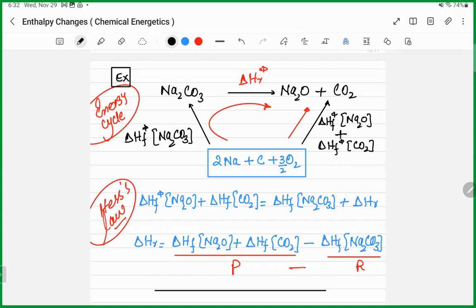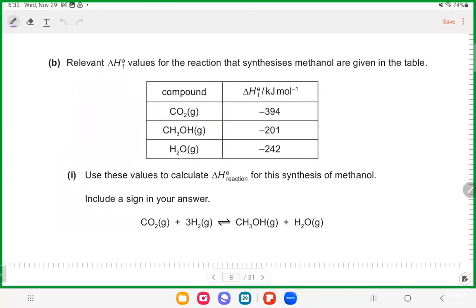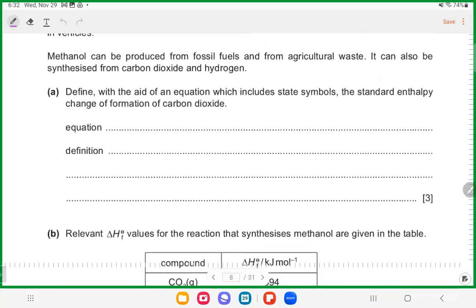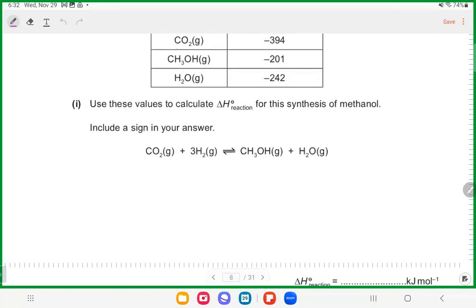Done? Okay. Now coming towards the first question, take out your calculator. This is question number 7 of our worksheet, but we'll do it later on. It says define with the aid of an equation which includes state symbols the standard enthalpy change of formation of carbon dioxide. We gave this same question in the last class too. So you can write C plus O2 forming CO2. Write the state symbols. Definition: when 1 mole of carbon dioxide is formed from carbon in solid form and oxygen in gas form under standard conditions. Now this is the question.